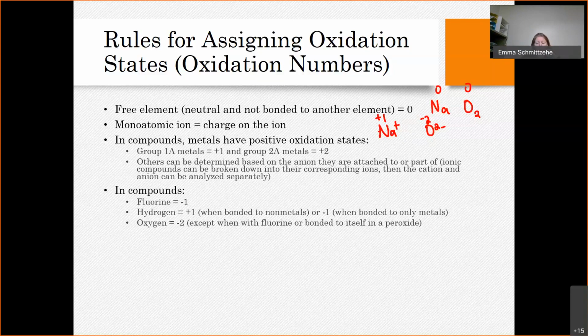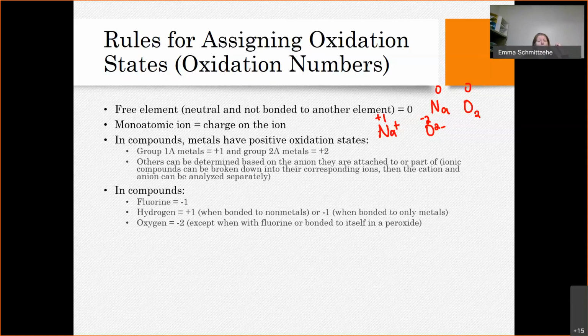A couple others are pretty reliable. If you have hydrogen, hydrogen can be either by itself and neutral, so 0, or when it's in a compound, what I have listed here, it can be +1 or -1, and that depends on what it is actually attached to.